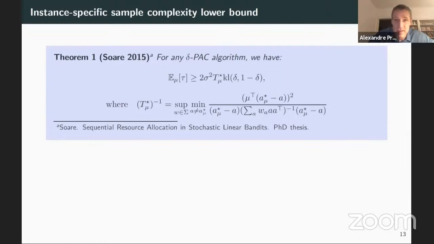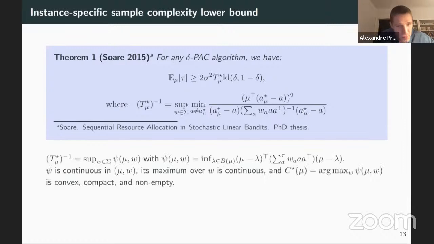in the linear bandit case. It was first derived by Soare in her thesis in 2015, and it says that the expected number of rounds you cannot avoid is bigger than 2 sigma squared T star of mu times essentially log of 1 over delta. And T star of mu is given by this max min problem, which is actually simple to solve. The function involved here, which we call psi of mu and W, is continuous. Its maximum is also continuous, and the optimal allocations form a convex, compact, and non-empty set. Actually, solving this optimization problem is a convex program.